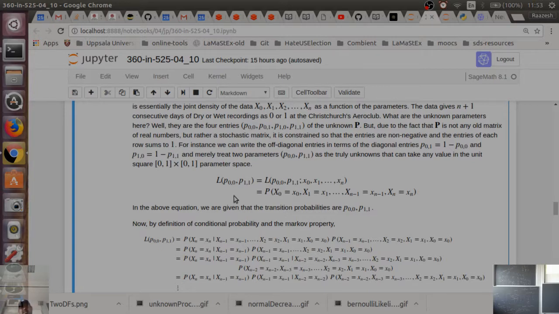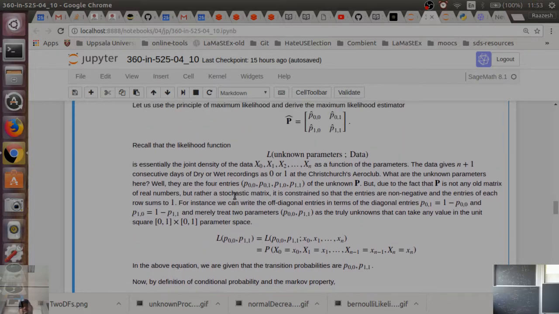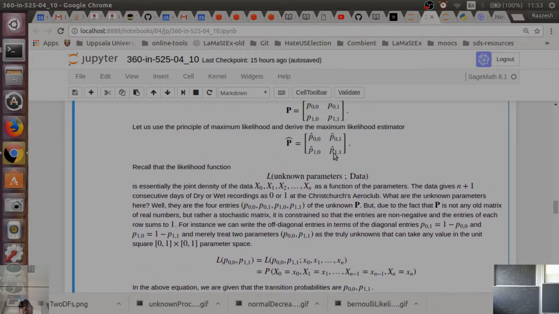The first thing we realize is we only need P00 and P11. Although there are 4 parameters in the matrix, the other 2 can be gotten by 1 minus the diagonal entries because the rows sum to 1. So there's only 2 parameters effectively here.